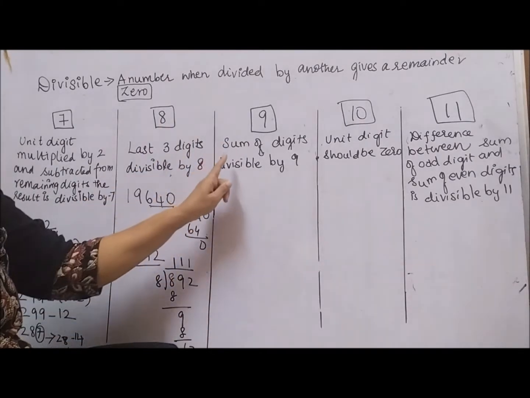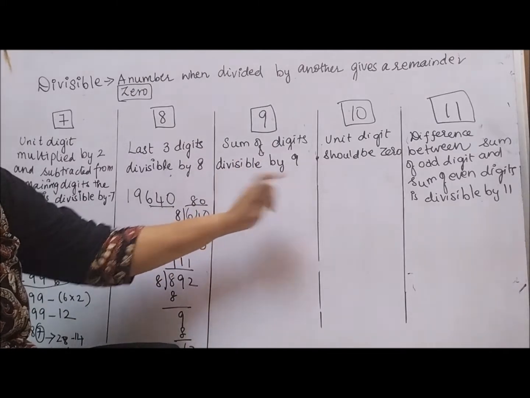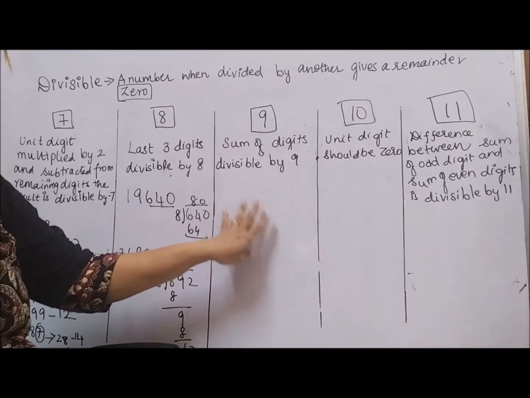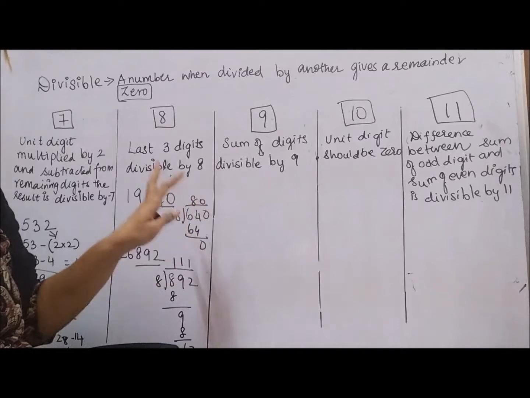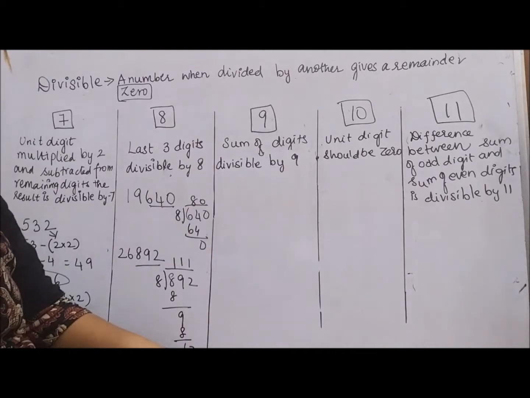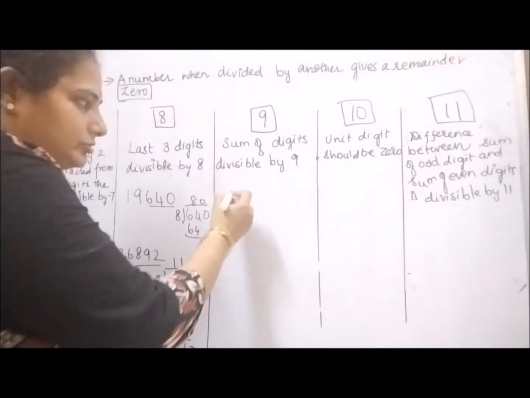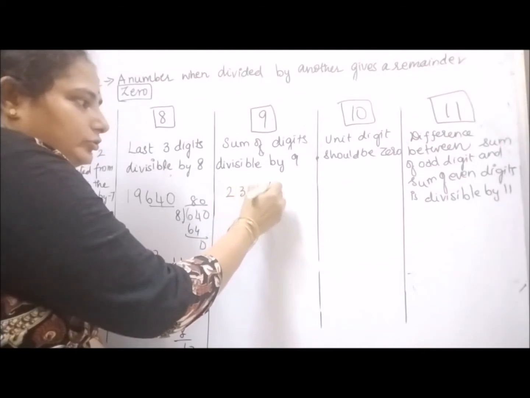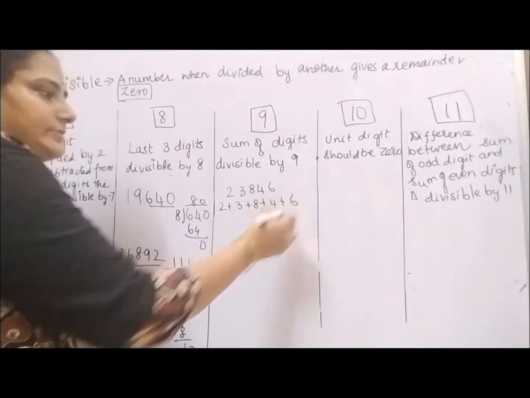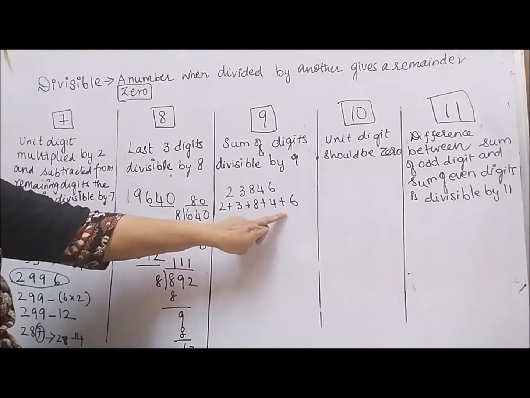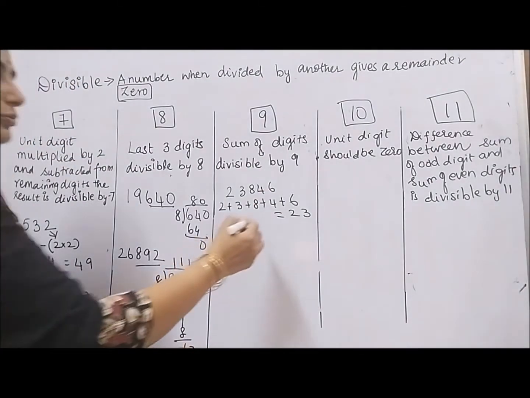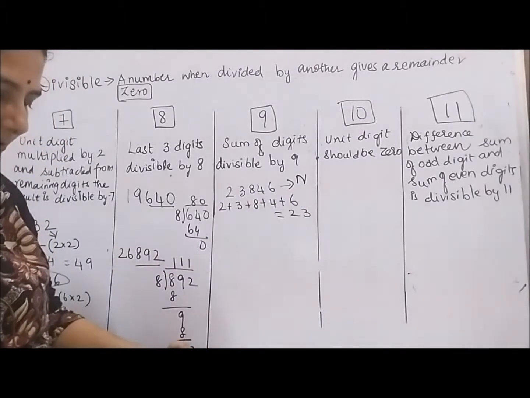Like 3, the sum of digits should be divisible by 9. And one thing is, the numbers which are divisible by 9 are divisible by 3 also. But the numbers that are divisible by 3 need not be divisible by 9. So let's go for an example. 2, 3, 8, 4, 6. So 2 plus 3 plus 8 plus 4 plus 6 is 10, 20, 23. 23 doesn't go by 9.